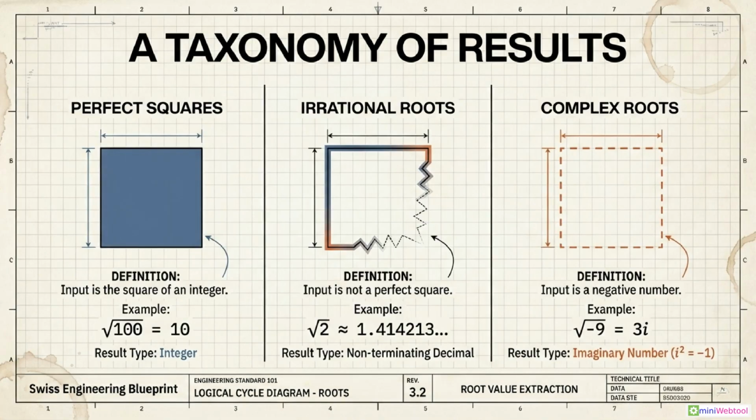Roots can be categorized into 3 types. Perfect squares result in integers. Irrational roots result in non-terminating decimals. Complex roots arise from negative inputs, resulting in imaginary numbers.